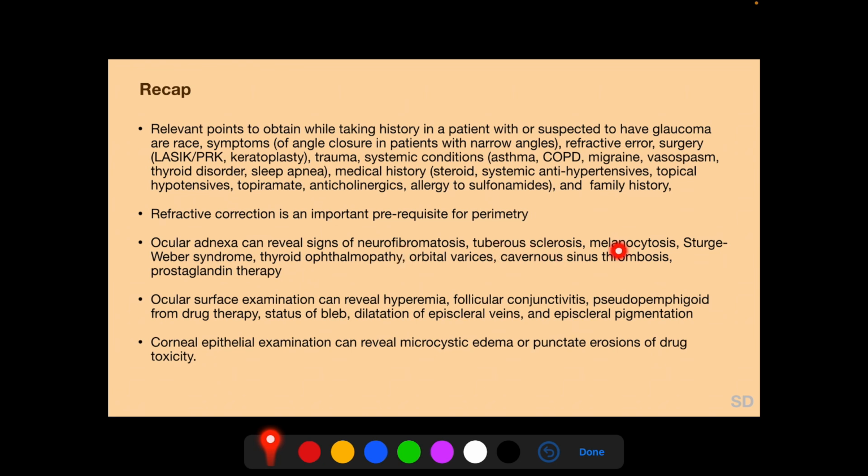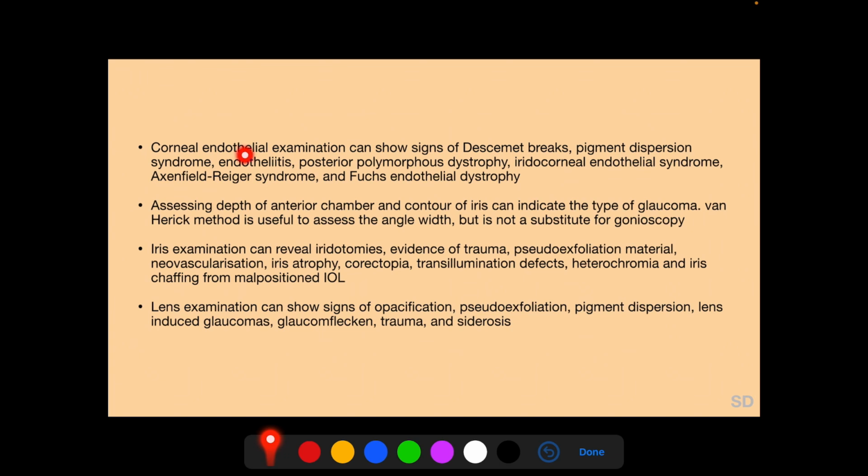Ocular adnexa can reveal signs of neurofibromatosis, tuberous sclerosis, melanocytosis, Sturge-Weber syndrome, thyroid ophthalmopathy, orbital varices, cavernous sinus thrombosis, and hypertrichosis or pigmentation following prostaglandin therapy. Ocular surface examination can reveal hyperemia, follicular conjunctivitis, and pseudopemphigoid from drug therapy, status of bleb following filtering surgery for glaucoma, dilatation of episcleral veins, and episcleral pigmentation. Corneal epithelial examination can reveal microcystic edema or punctate erosions of drug toxicity. Corneal endothelial examination can show signs of Descemet's breaks, pigment dispersion syndrome, endotheliitis, posterior polymorphous dystrophy, iridocorneal endothelial syndrome, Axenfeld-Rieger syndrome, and Fuchs endothelial dystrophy.